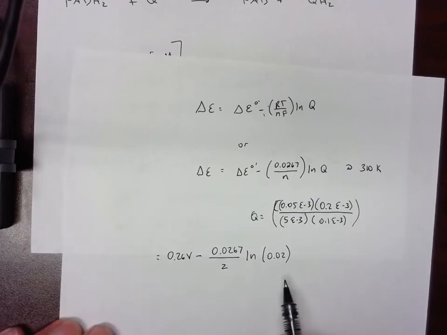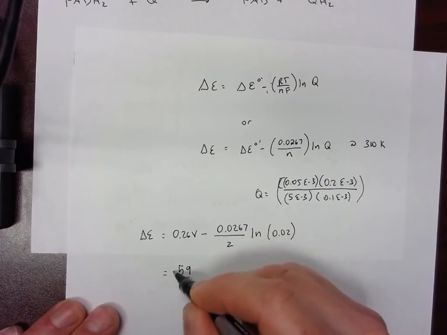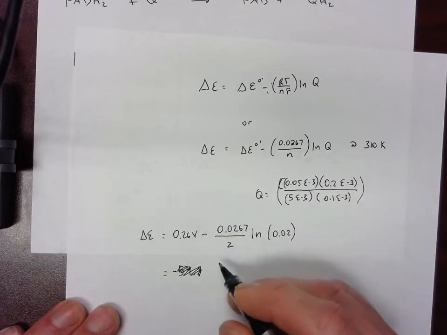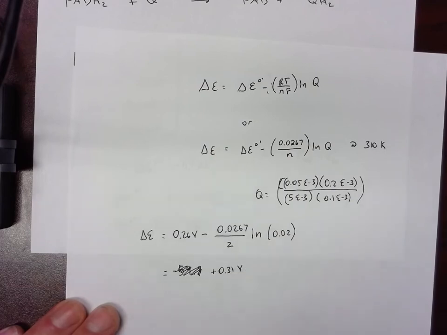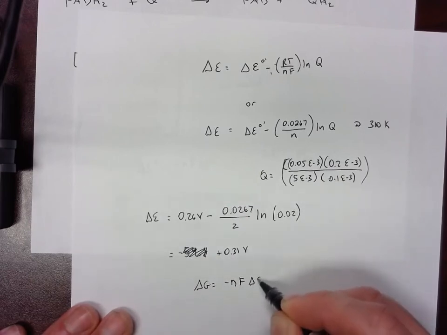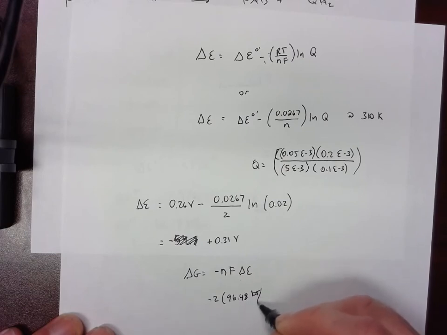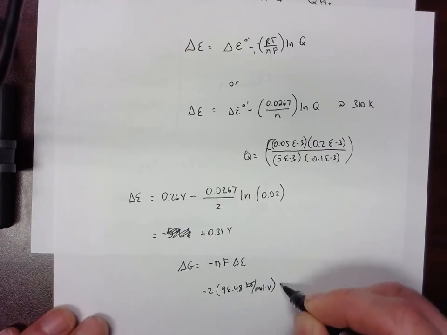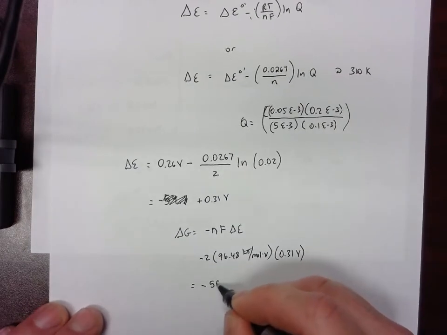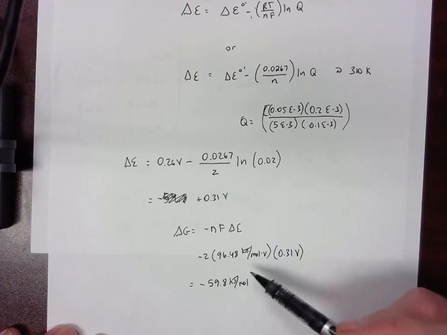So when we do all of this calculation, we should end up with a number, negative 59.8. I'm sorry, that would be the delta G. This is going to be positive 0.31 volts. And then when this is put back into the negative NF delta E equation, of course this is 2, 96.48 kilojoules per mole volt, and then our delta E, which now is 0.31 volts. This then gives you the negative 59.8 kilojoules per mole. So it's actually more spontaneous under non-standard conditions than under standard conditions.